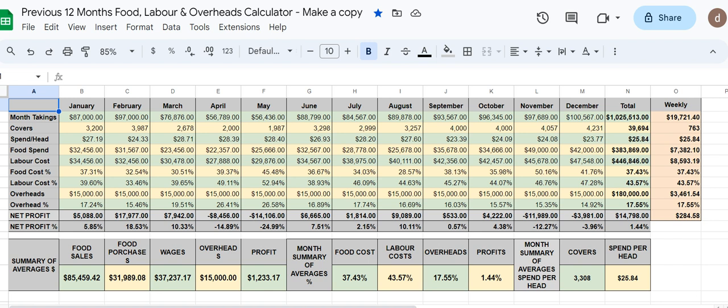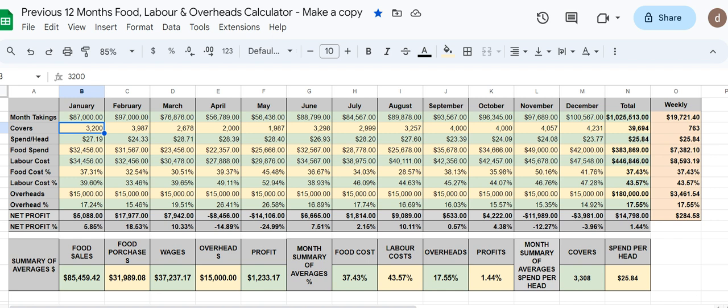Pretty simple. All right, so what we're doing here is I'm going to start in January. I'm not going to spend too much time going through this because it's pretty self-explanatory. So we go through January and put in the food sales here. How many covers? Hopefully they've got that somewhere.